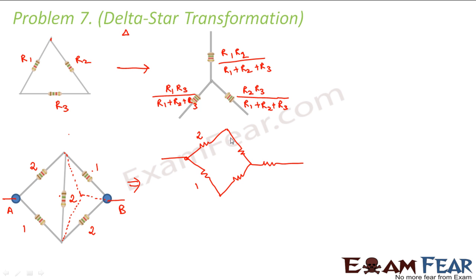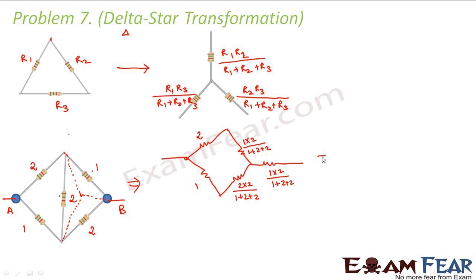So what will be the value of this arm? This arm comes between this and this. So this will be 1 into 2 divided by 1 plus 2 plus 2, right? This is 1, this is 2, this is 2. So what will be the value of this arm? This arm comes between 1 and 2. So this will also be 1 into 2 divided by 1 plus 2 plus 2. What will be the value of this arm? This arm comes between 2 and 2. So this will be 2 into 2 divided by 1 plus 2 plus 2.